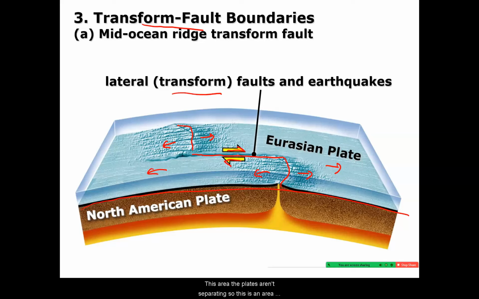In this area, the plates aren't separating, so this is an area where we don't get volcanism. But we do get earthquakes as these plates slide past each other and rub against each other. You can't really see a surface expression of these because these are all underwater. So if we went and took a picture of one, it would just look like open ocean. But they can be sources of earthquakes that cause disasters on land.